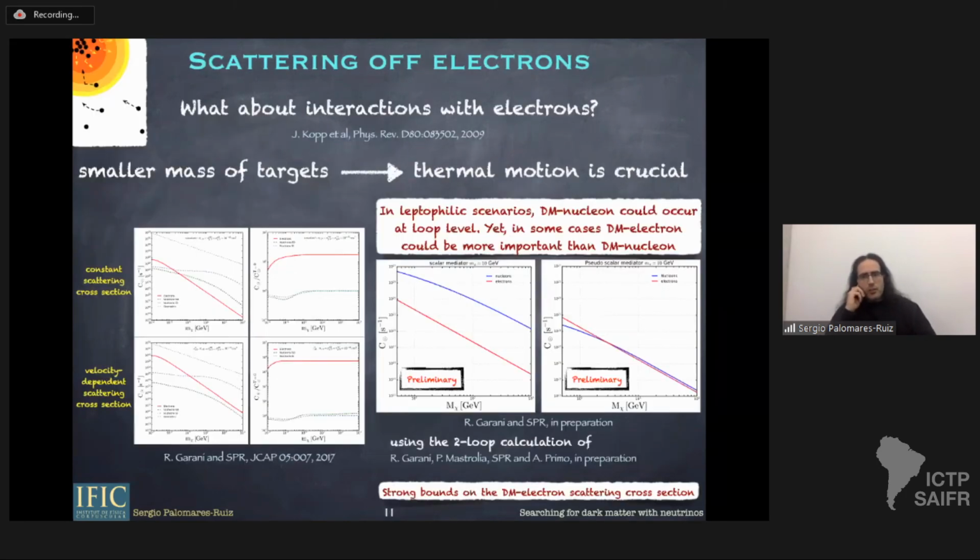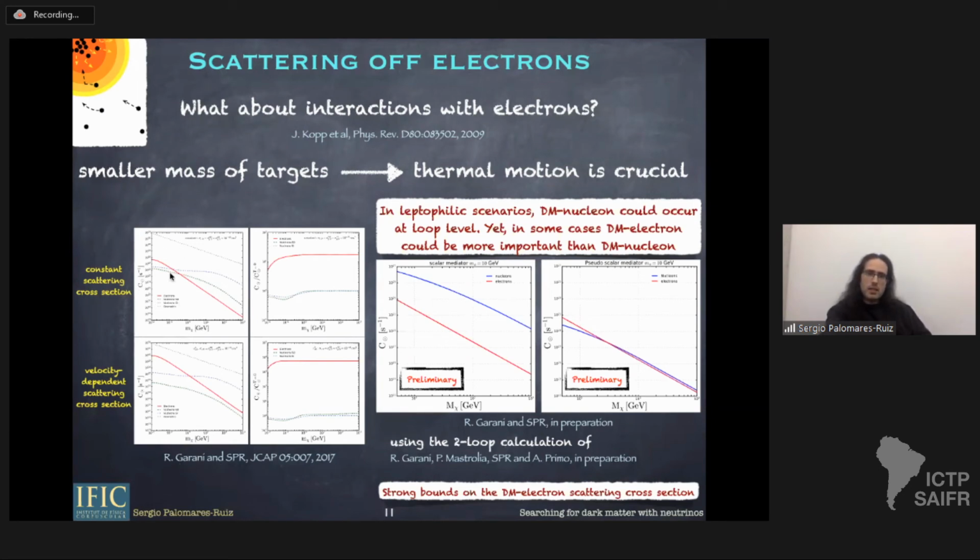Then, so far I've been discussing only the scattering off nucleons, but what about the scattering off electrons? Can we have capture of dark matter when scattering off electrons? This was suggested more than 10 years ago in a paper by Kopp et al. The idea is that electrons have a smaller mass, and the fact that this is so makes the thermal motion crucial in the calculation, which is not that important when we compute the capture due to interactions with nucleons. And we computed that in a paper with Garani a few years ago.